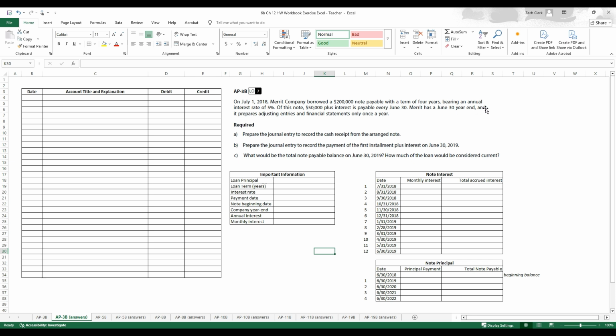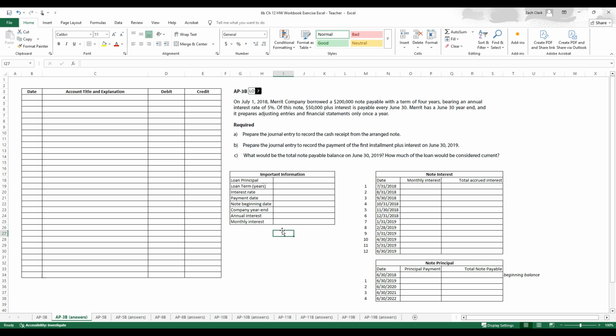The company has a June 30 year end, and the company prepares adjusting entries and financial statements only once per year. So in other words, we're not recording any interest expense until we get to the end of the year, is what it's telling us. In other words, when we do our journal entries here, we're going to need to record as much interest as is applicable for the time period that has elapsed up until the end of the company's year end, essentially.